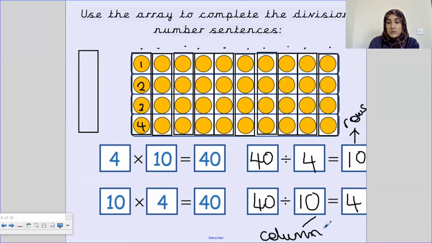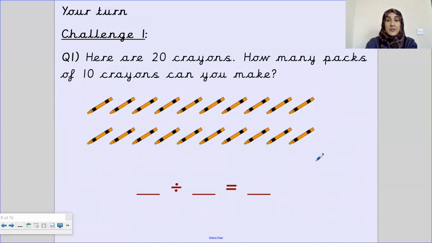Now, also, Morris class, 4 times 10 equals 40. 10 times 4 also equals 40. So multiplication is commutative. However, division is not commutative, okay? I just want you to remember that. So division is not commutative. Okay, now I would like you to complete your challenge.